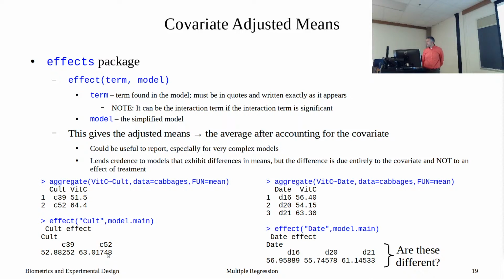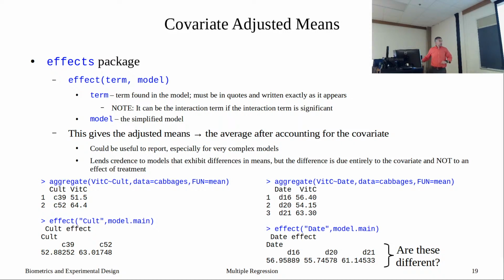You still have a difference. These are still significantly different. But it's enough for us to say, yeah, after we account for our covariate, cultivar 52 causes an increase of about 10 vitamin C units on average.